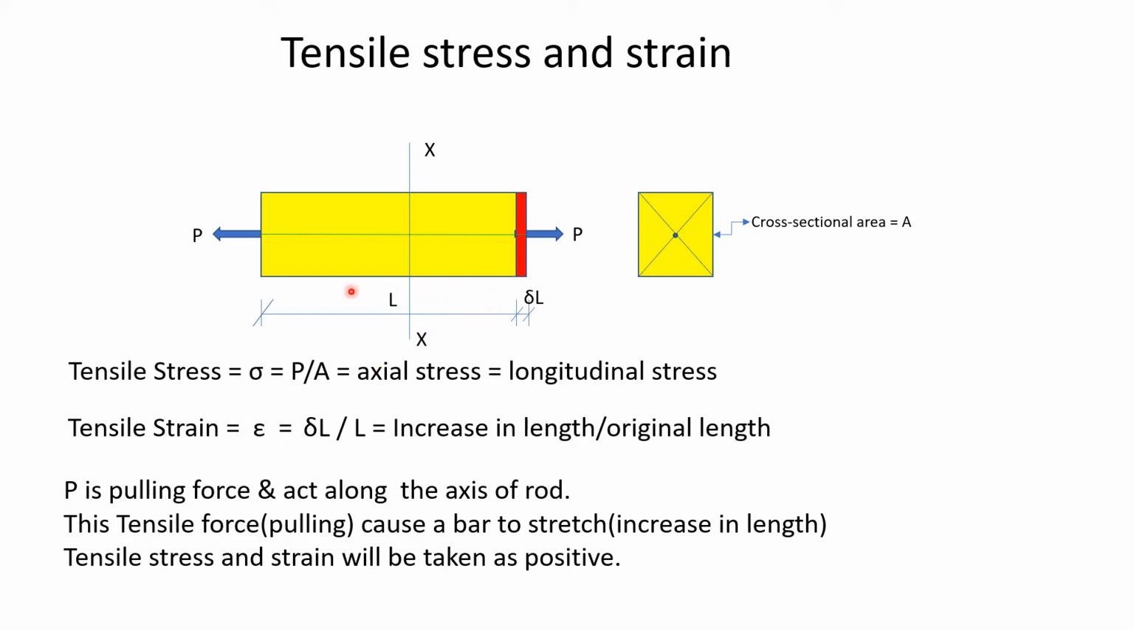So sometimes this stress is also called axial stress. This is acting along the length, so sometimes it is also called longitudinal stress. And now the strain which is developed here is the increase in length upon original length. So increase in length divided by the original length, that is delta L upon L, is the tensile strain in this case. So remember, P is a pulling force and it is acting along the axis of the rod, and due to the pulling force the bar gets stretched and there is an increase in length of the bar. This tensile stress and strain we will be taking as positive while doing the calculations.